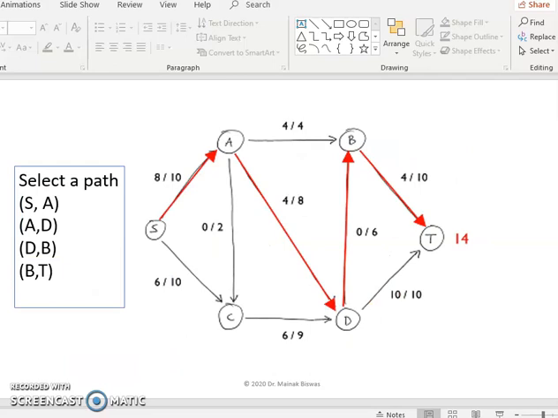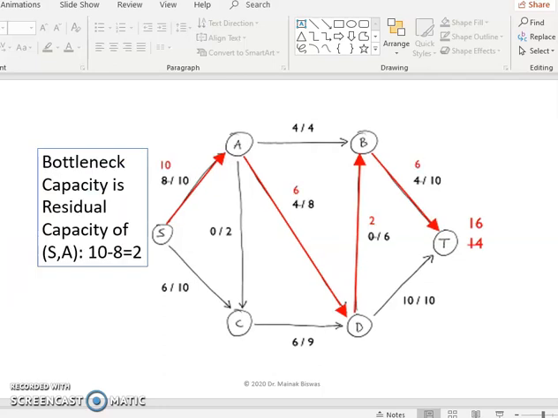The next path is S to A, A to D, D to B, and B to T. What is the bottleneck here? It is S to A, whose residual capacity is 10 minus 8, which is 2. So we increase it by 2, 8 plus 2, that is 10, full capacity. A to D was reduced earlier to 4, but now we increase it, 4 plus 2 is 6, since it is a forward path. D to B we increase, 0 plus 2. B to T we increase, 4 plus 2 is 6. We update it, and T becomes 14 plus 2, 16.